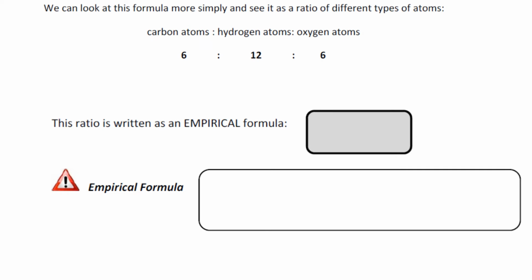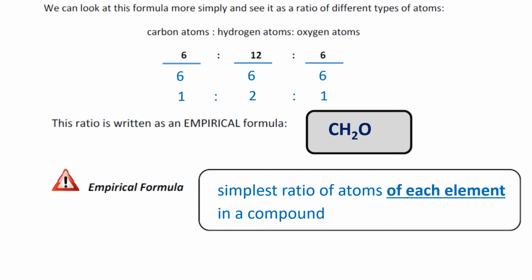So we looked on the previous slide that glucose has the molecular formula of C6H12O6, because that's the number of each of those atoms in 1 molecule. Sometimes we need to know what's called an empirical formula. The definition of an empirical formula is the simplest whole number ratio of atoms of each element in a compound. So if it was C6H12O6 as the molecular formula, we could divide each of those numbers by 6, and we would get down to CH2O. And that's the empirical formula. The definition is the simplest ratio of atoms of each element in a compound.